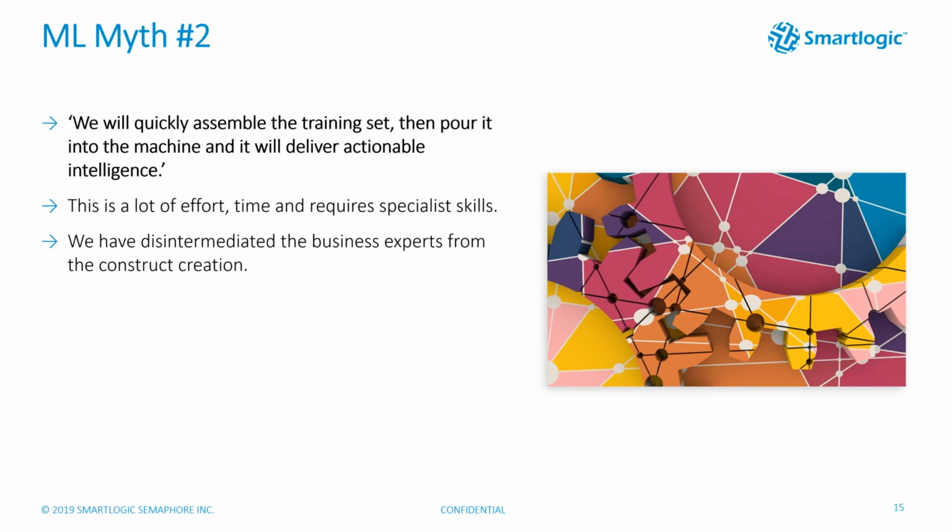Let's say we're doing machine learning over some marketing data. Well, guess what? Marketing experts are not always good data scientists. In fact, quite the opposite. It's the maths grads who are setting the algorithms using the training sets, but it's the business that is the knowledge holder of what that data is. So by using machine learning without semantics, we are disintermediating the business experts from the construct creation.